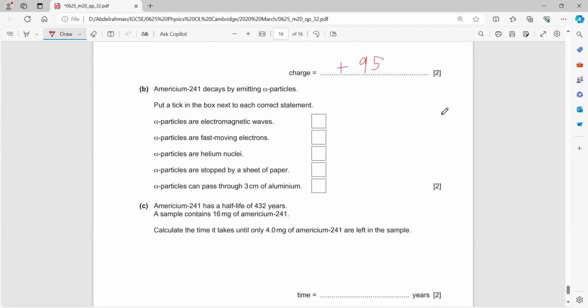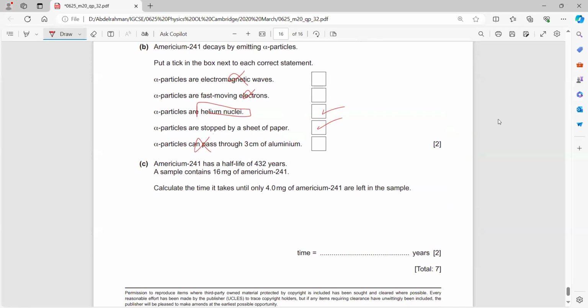Alpha particles. What are the correct statements about the alpha particles? Third statement to fourth statement. They are helium nuclei, correct? They are stopped by a sheet of paper. They definitely can't pass through. They are not electrons. They are not electromagnetic waves.